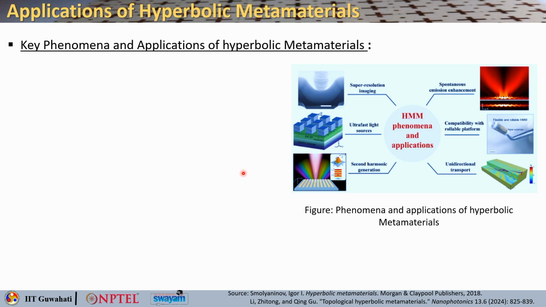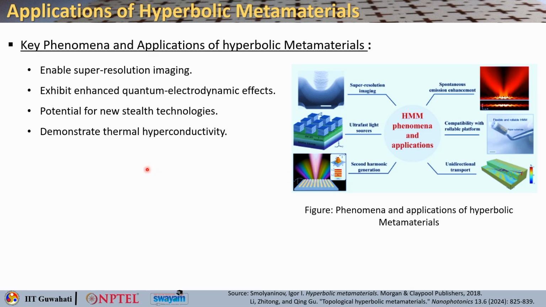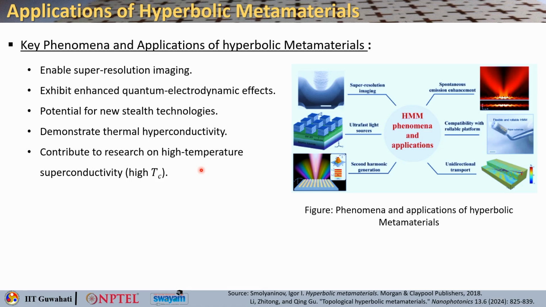So, here are some key applications of hyperbolic metamaterials. The first one is that it allows you to break the diffraction limit of light and enables super resolution imaging. You can use them for enhanced quantum electrodynamic effects, for stealth applications, and for thermal hyperconductivity. It can also contribute to research on high temperature superconductivity. Other applications could be spontaneous emission enhancement and ultra fast light sources.